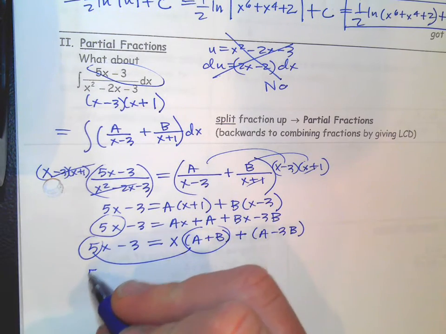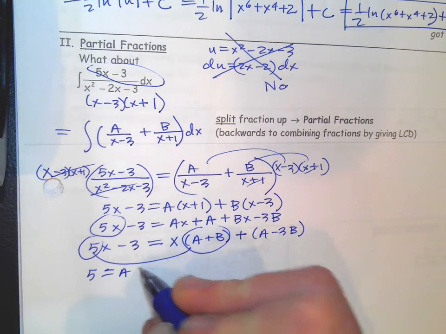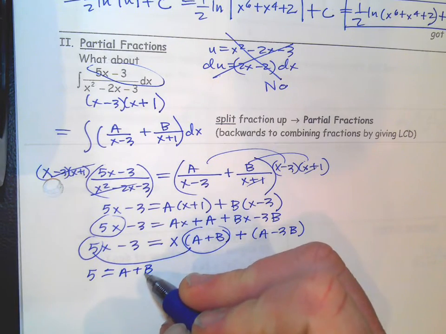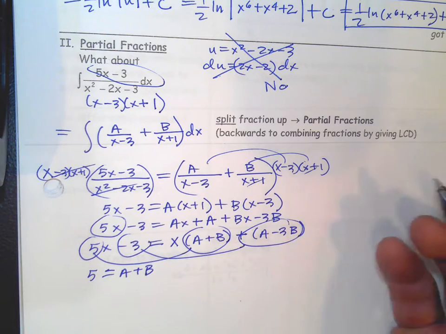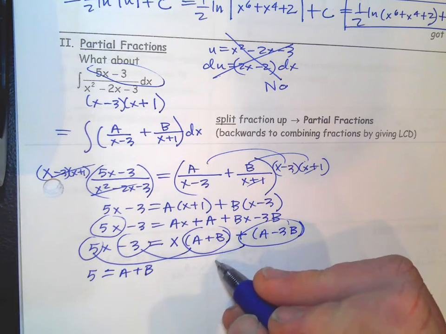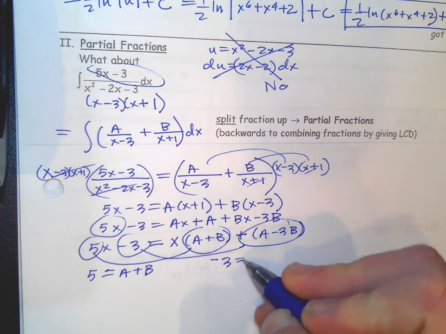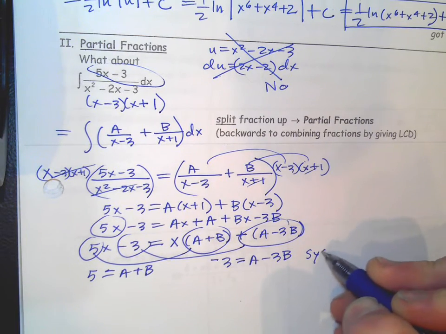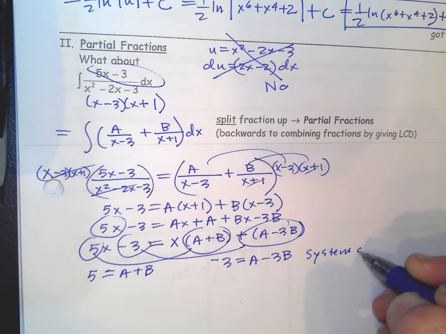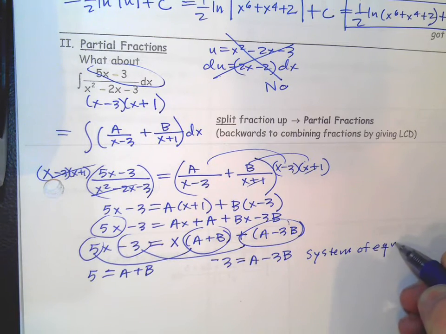So that gives you one equation, 5 equals a plus b. We're really trying to create a system of equations. And then this number should equal that number, right? Then it's just the number part. So negative 3 equals a minus 3b. And so now we have a system of equations.